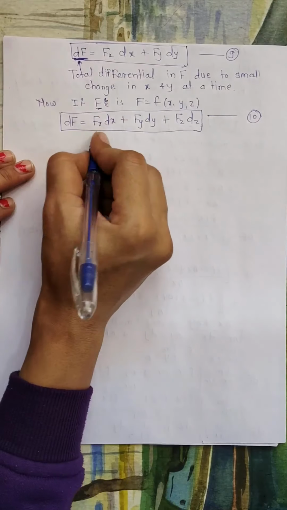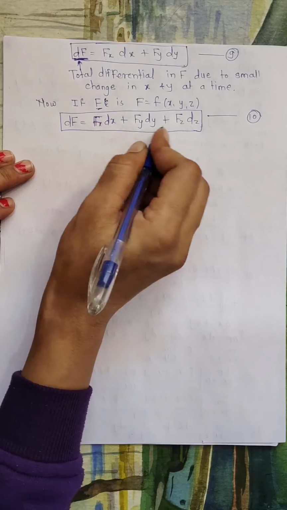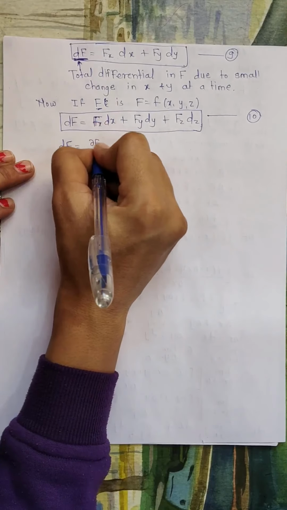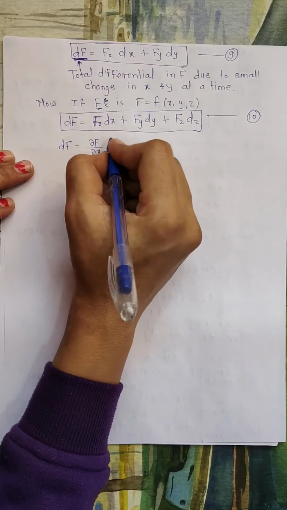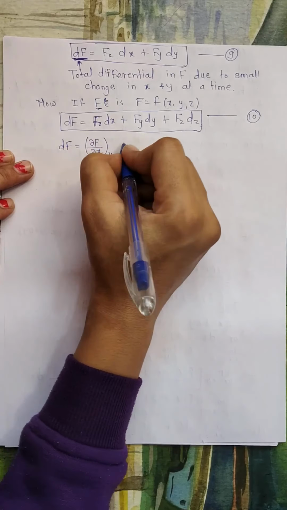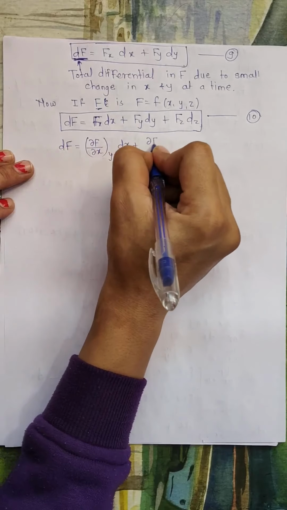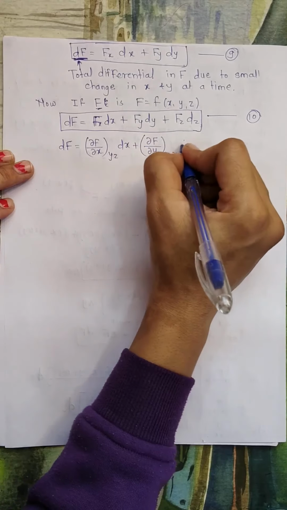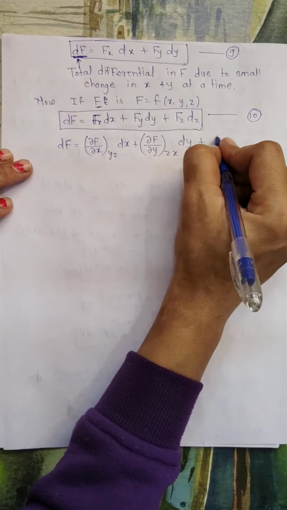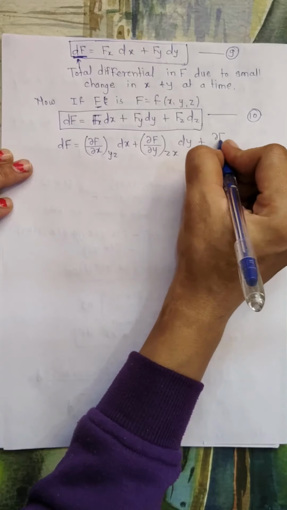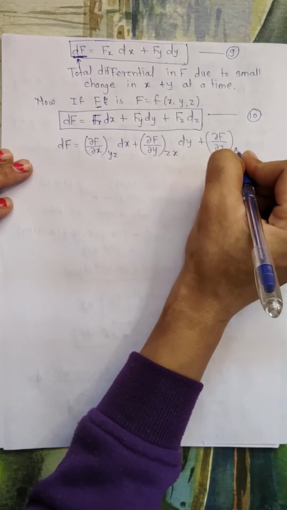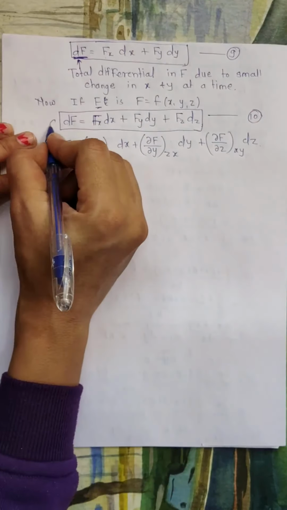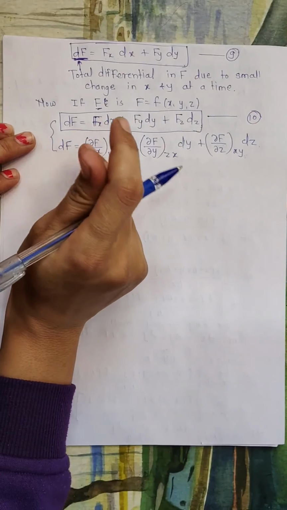where fx, fy and fz you know very well. So fx, fy, fz are dou f upon dou x at constant y and z into dx, plus dou f upon dou y at constant z and x into dy, plus fz, which is dou f upon dou z at constant x and y, into dz. So this is nothing but the total differential for a function.